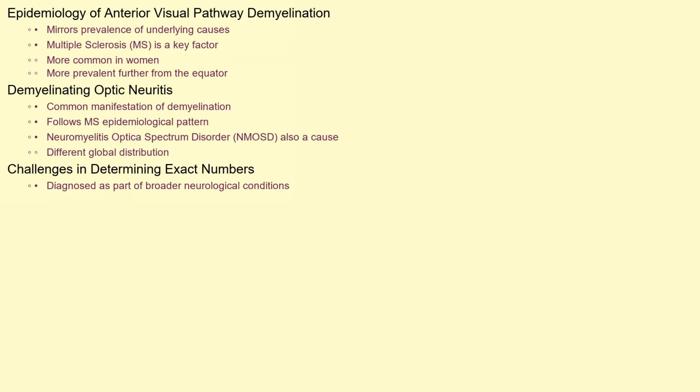Epidemiologically, anterior visual pathway demyelination closely mirrors the prevalence of its underlying causes, particularly multiple sclerosis. MS is more common in women than men, and is more prevalent in regions further away from the equator. As such, demyelinating optic neuritis, a common manifestation of anterior visual pathway demyelination, will also follow this epidemiological pattern. Neuromyelitis optica spectrum disorder has a different global distribution, and also can cause this condition. Exact numbers are difficult to pin down, as many cases are diagnosed as part of a broader neurological condition.